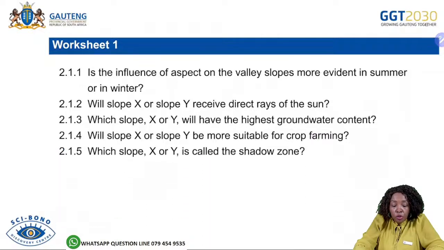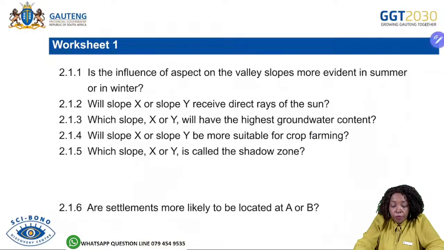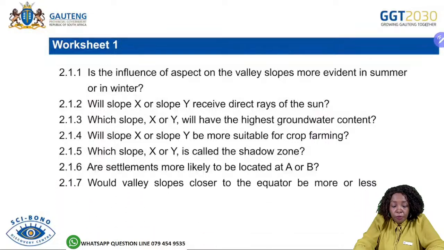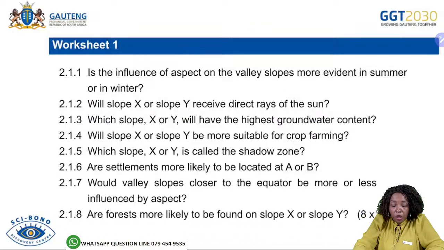And then which slope, X or Y, is called a shadow zone? And then are settlements more likely to be located at A or B? And then would valley slopes closer to the equator be more or less influenced by aspects? So these are the questions. And the last question is, are forests more likely to be found on slope X or Y?